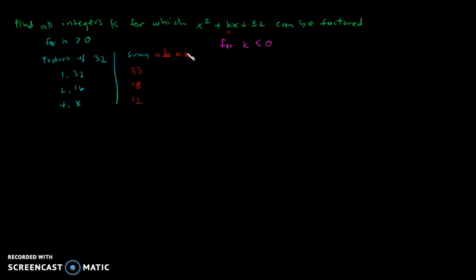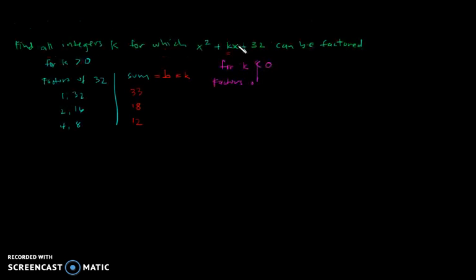We need to find the factors of 32: negative 1, negative 32, negative 2, negative 16, and negative 4 and negative 8. Then we get the sum. The sums are negative 33, negative 18, and negative 12. Again, the sum is equivalent to b, which in this case is equivalent to k.